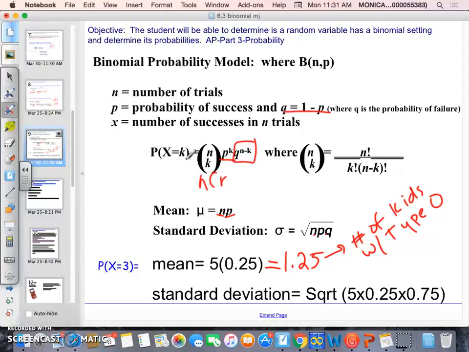And if I wanted to know the variance or the spread of the data, I would just take the square root of the number of trials times the probability of success times the probability of failure. So 5 times 0.25 times 0.75, and you end up with 0.968, which means the spread is about 0.968 from the mean.